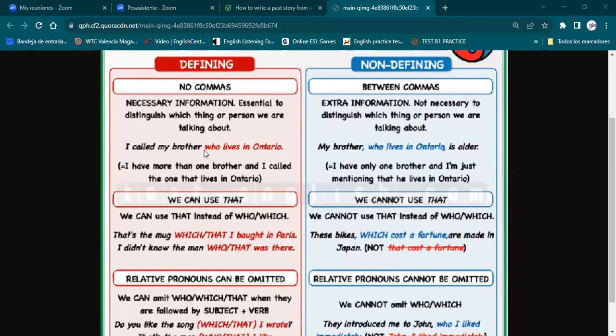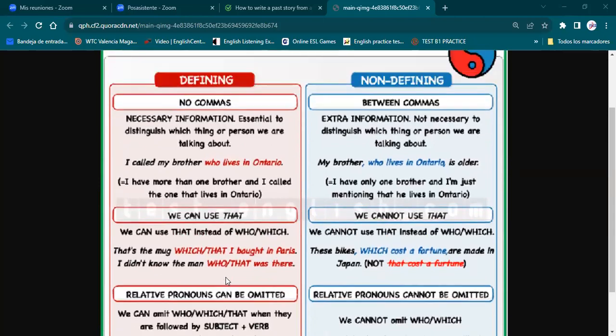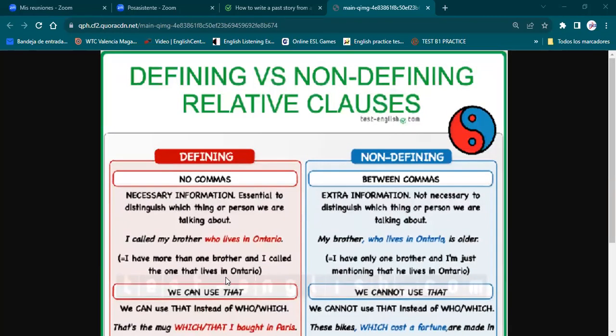Defining and non-defining, notice who, which, that, whose. It's always a WH word that you begin the relative clauses with. The non-defining are always between commas, comma at the beginning and comma at the end. Why? Because that extra information is not necessary to distinguish or to understand which thing or person we're talking about.